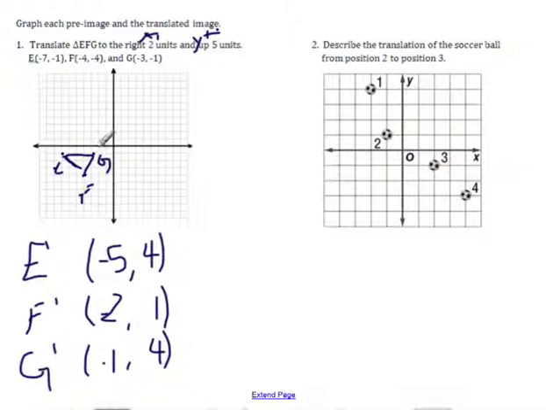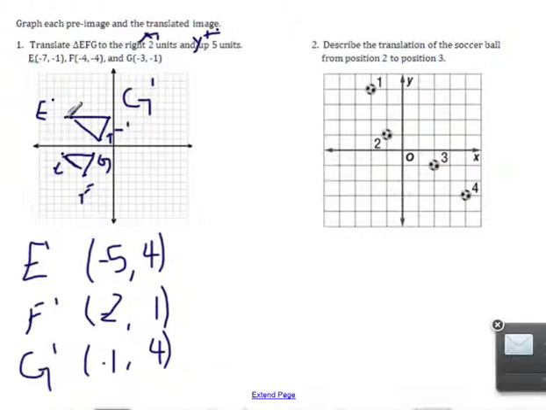So for E, I'm going left 5, 1, 2, 3, 4, 5, and up 4, 1, 2, 3, 4. So that right there is my E prime. Then I want to go ahead and go left 2 and then up 1. And that right there is going to be my F prime. And then for G, I want to go left 1 and up 1, 2, 3, 4. And that's going to be my G prime. Then I can go ahead and connect those dots, and that gives me my translated triangle right there.